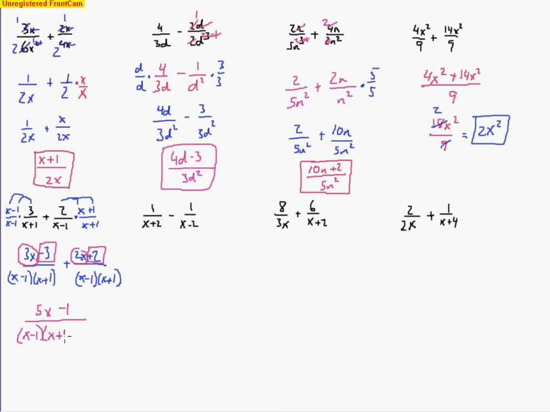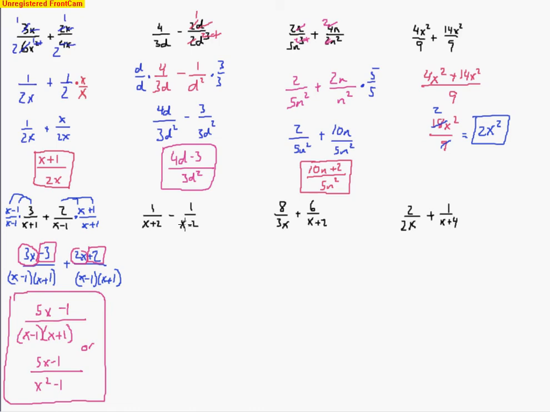Now you can leave the answer this way for me. Sometimes they end up multiplying the denominator, and if you did, you'd end up with an x squared minus 1. It's a difference of 2 squares. So you can have the answer either way. I'm fine with it. Let's move on to the next one.